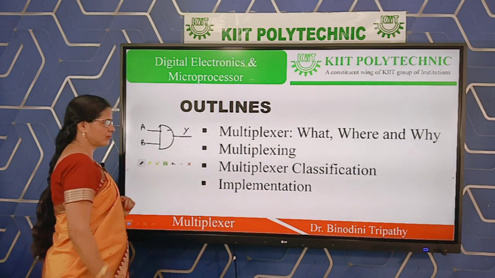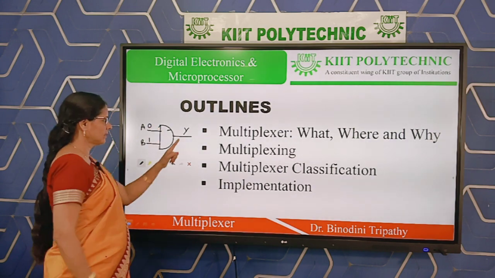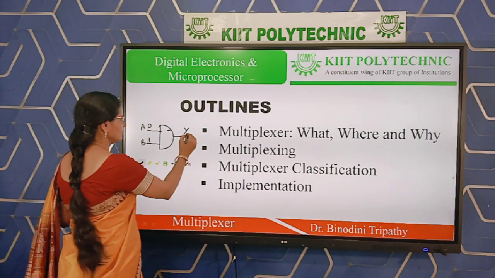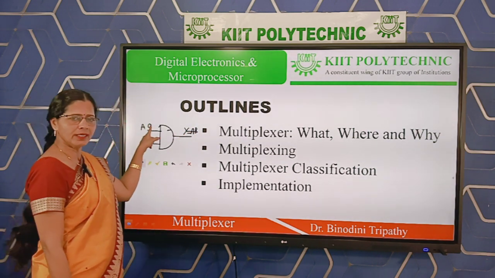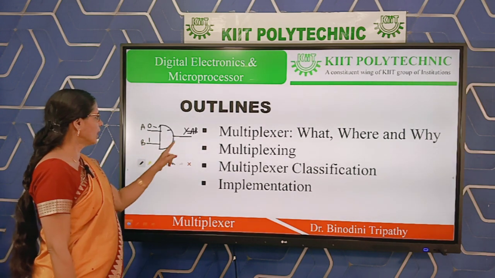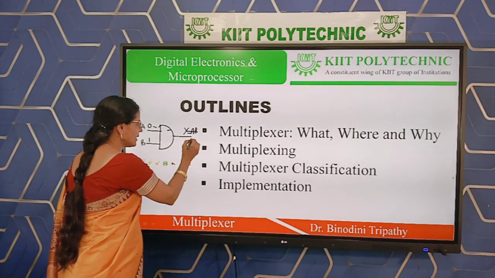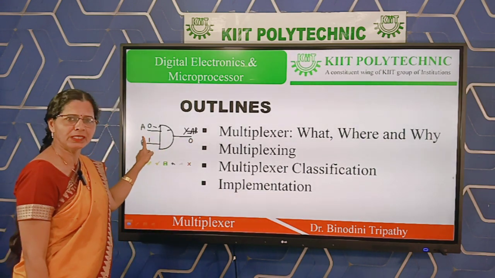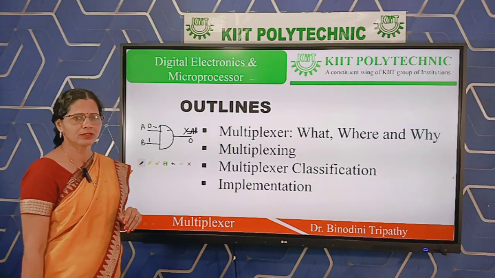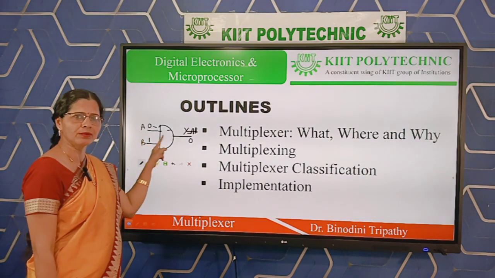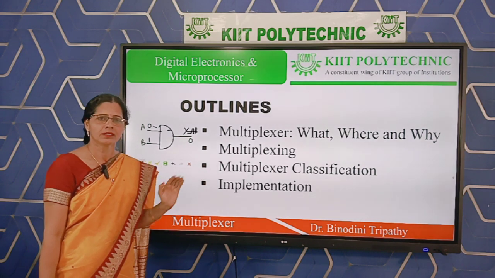Y is the output. So when you apply A equal to 0 and B equal to 1, your Y is equal to, because it is an AND gate, 0 into 1, equal to 0. So this present output 0 depends on the present input, not before input or future input. Whatever you are applying presently will give you the corresponding output as per the device application. This is for the AND gate.